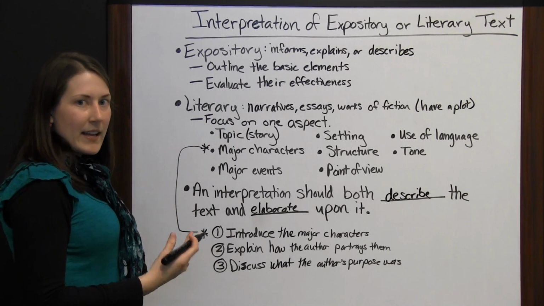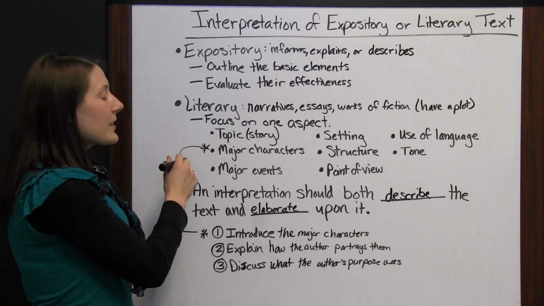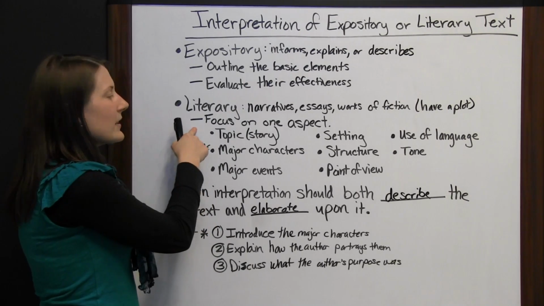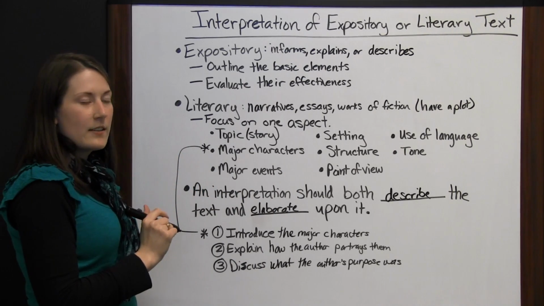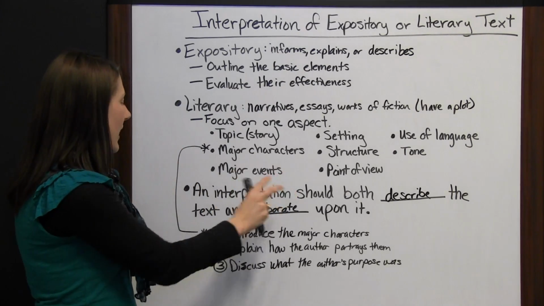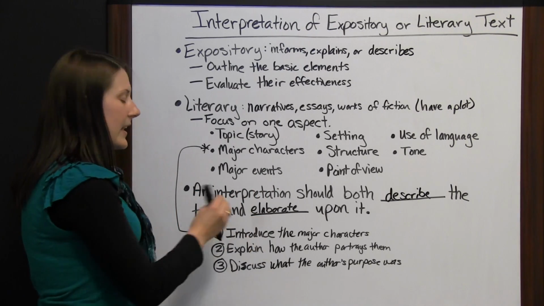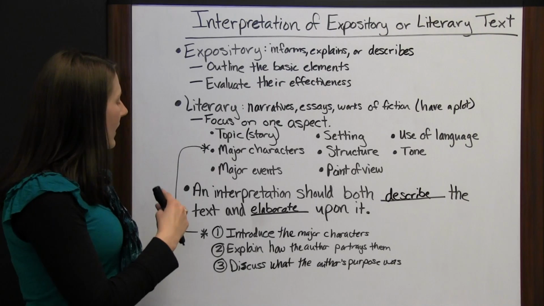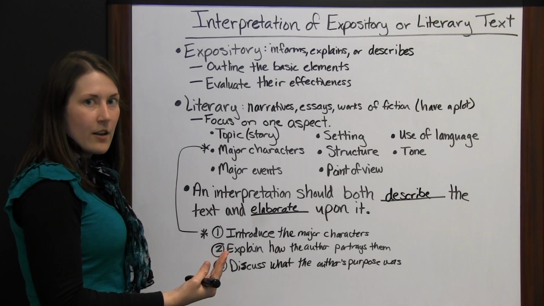Were you able to bake that cake? Did you learn what you were supposed to from the research paper? With literary works, you want to focus on one aspect out of all the different things you could focus on in a literary text. Pick one, just one, and then describe that one from the text, what the author actually said, and elaborate upon it. Go through and give your opinion on it, what you think the author meant.